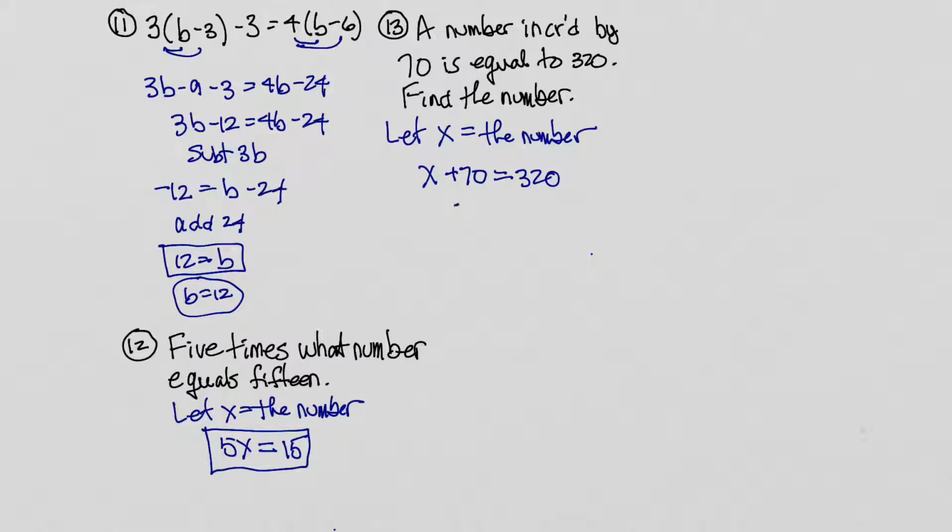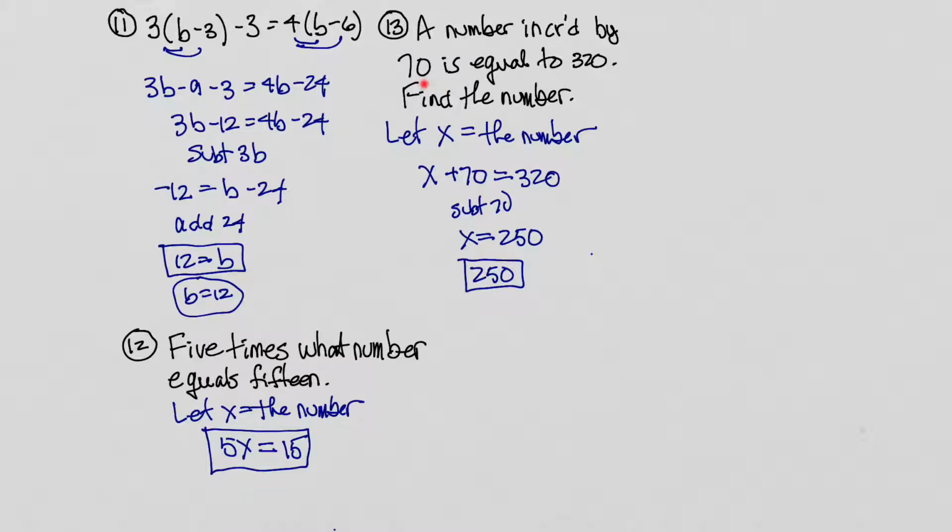Now what we're going to do is solve this. So we're going to subtract 70, right? 70 plus 70, let's subtract 70. So we will get x equals, now 320 minus 70 is 250. So when we write our solution, we're going to just write it this way, 250, and here's why.